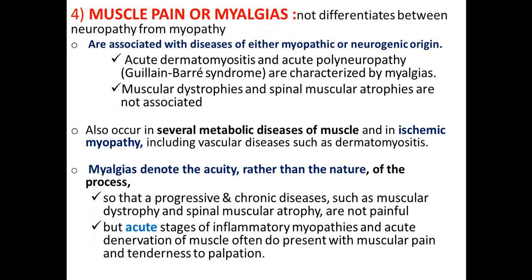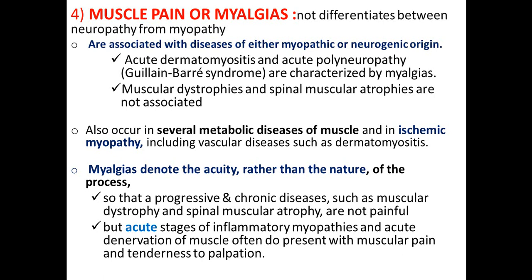What about muscle pain or myalgia? This is not a differential point between neuropathy and myopathy. Why? Because it is associated with many weaknesses of myopathic or neurogenic origin. As in this example, acute dermatomyositis and acute polyneuropathy, which is called Guillain-Barré syndrome, are both characterized by myalgia. Dermatomyositis is a disease of muscle, while polyneuropathy is a disease of nerve. Both of them have myalgia, so it is not a differential point.